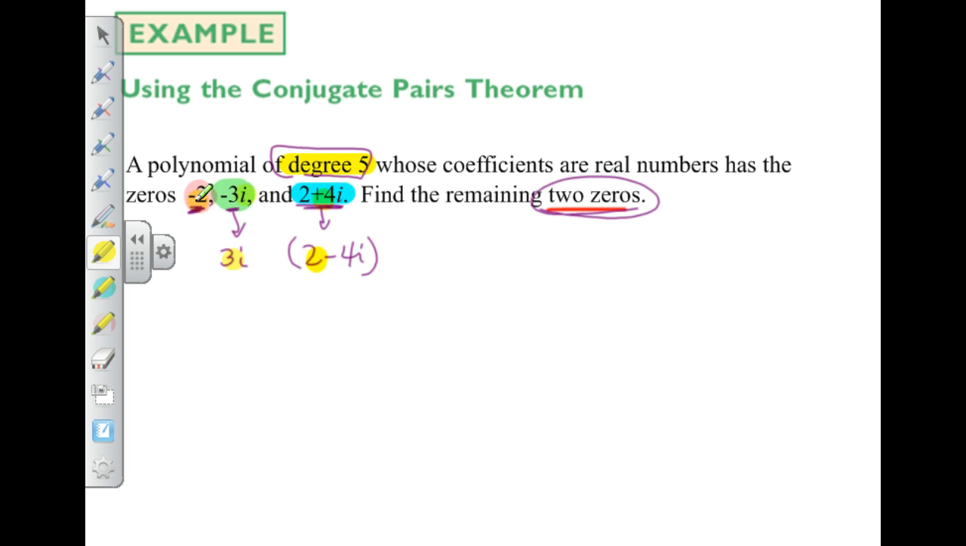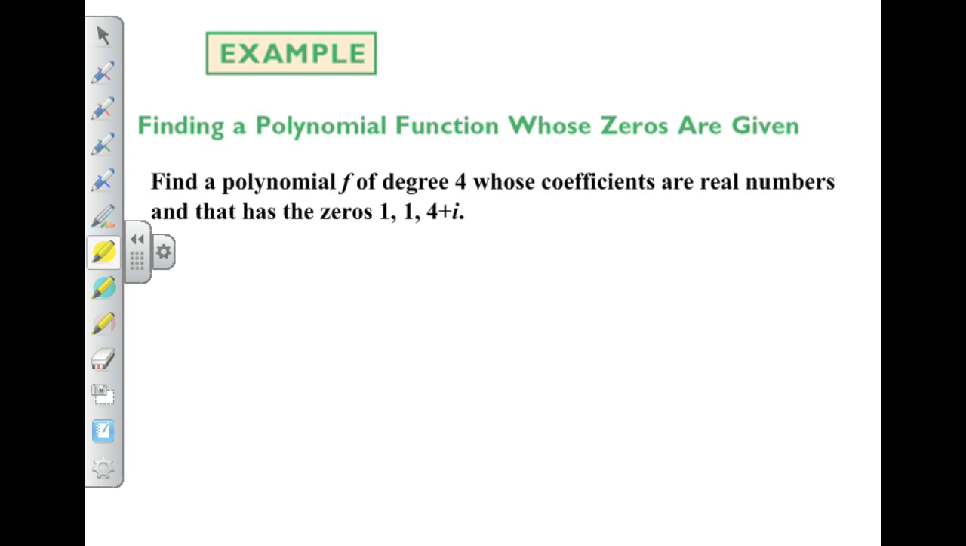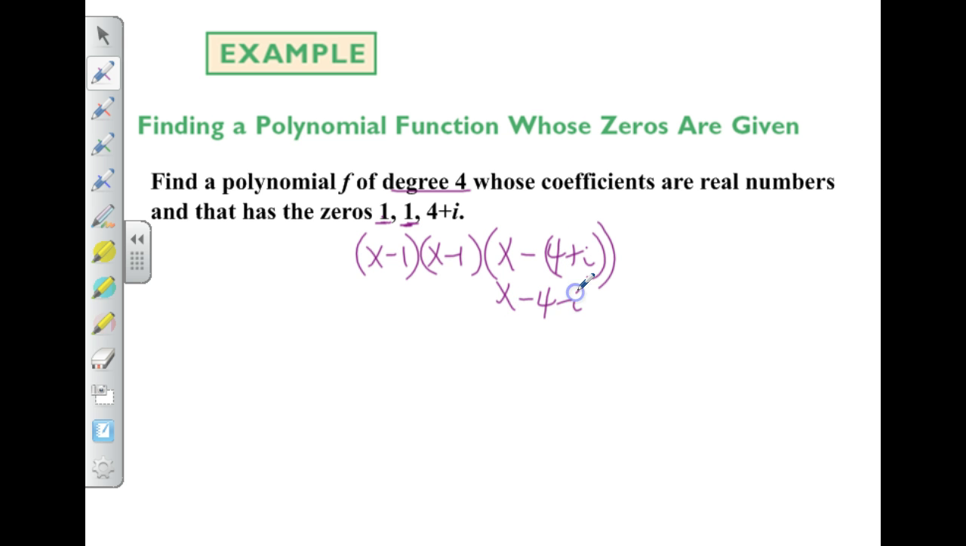If they were asking me to write the equation of the polynomial, I'll have to write all of those in factored form. So they say write a degree 4. Looks like if 1 is a root, x minus 1 is a factor. x minus 1 is a factor again. This is actually x minus (4 plus i). And if I distribute that, it's x minus 4 minus i. And then if I know that 4 plus i is a root, then 4 minus i is also a root, which if I distribute the negative becomes x minus 4 plus i.